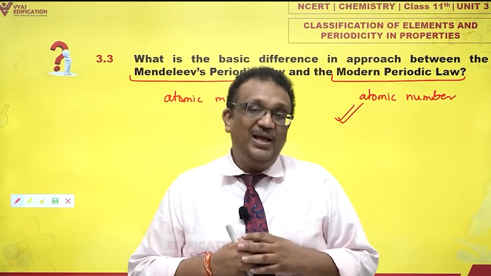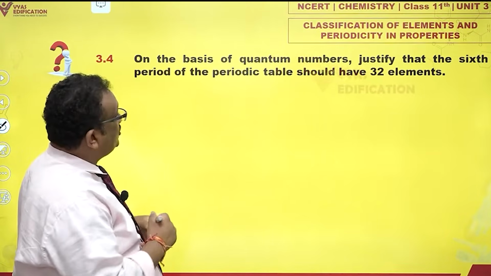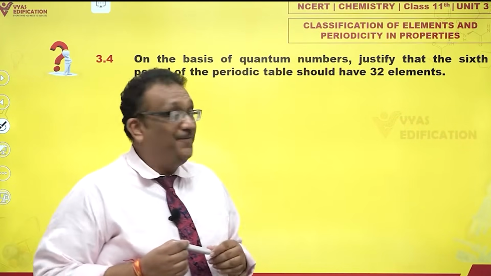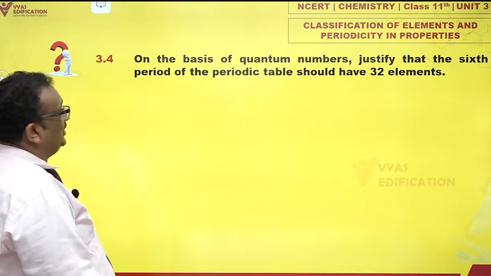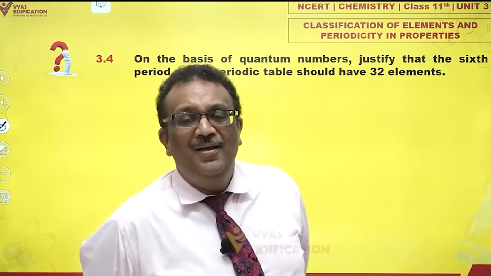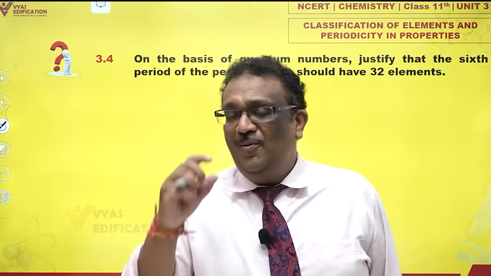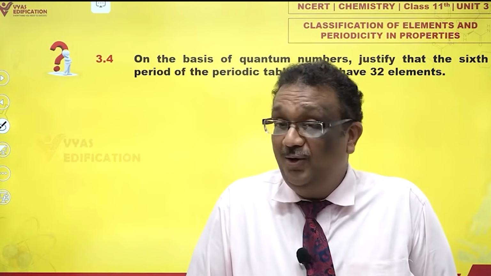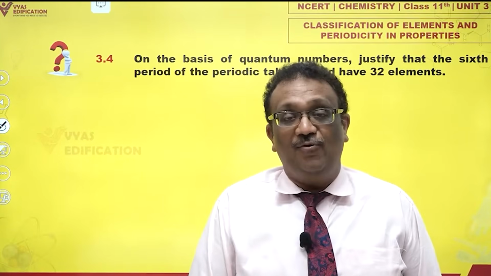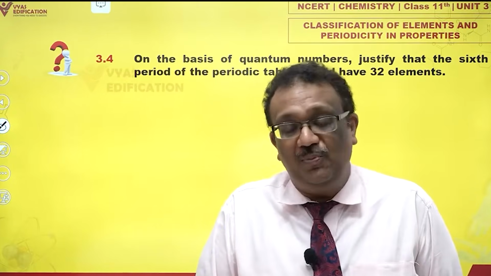So yes, it's a big advantage for modern periodic law. On the basis of quantum numbers, justify the sixth period of periodic table should have 32 elements. If we just look at the organization of periodic table, my dears, tell me how exactly is the periodic table built? Well, you could derive periodic table from order of filling atomic orbitals, Aufbau's principle.